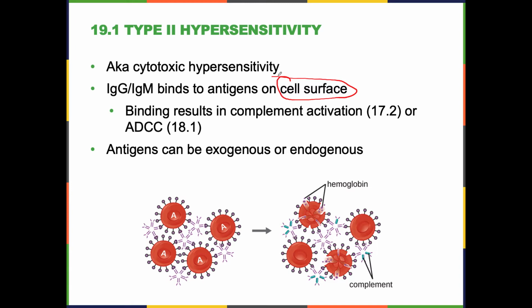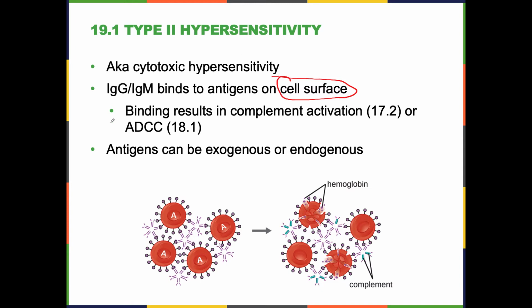And the antigens can be exogenous, right? And this is probably the most common example. Remember, exogenous means coming from outside of the body, or endogenous, a little bit more rare, but it definitely can happen. I think our two examples are going to be generally exogenous or pseudo-endogenous.